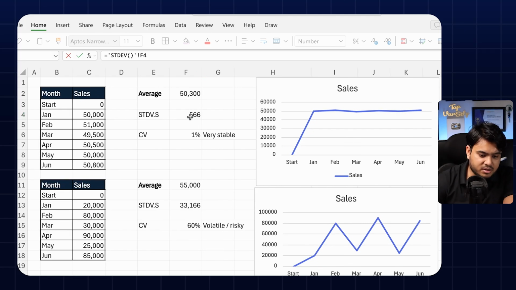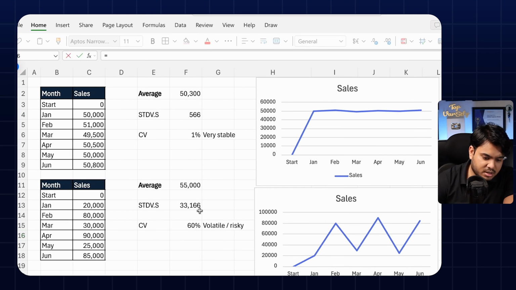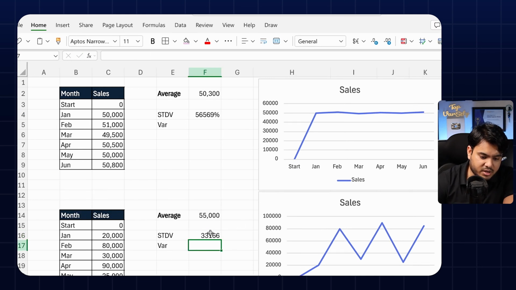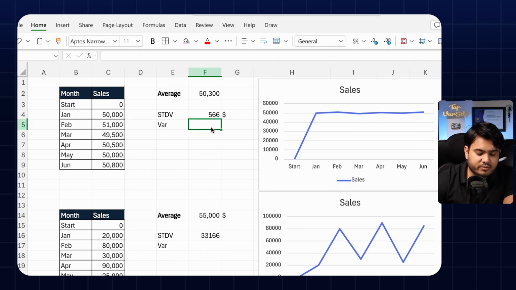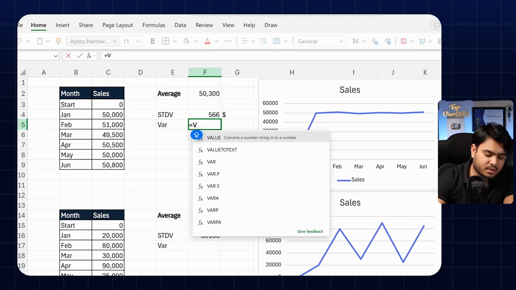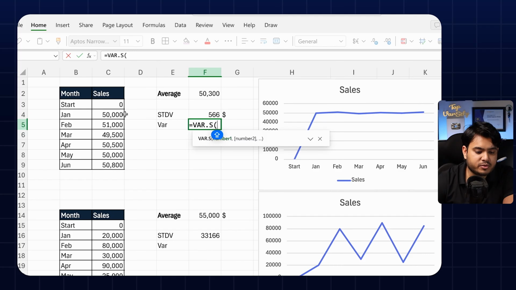So standard deviation for this is 566, standard deviation for this is 33,100. Okay, so this is the standard deviation we have calculated, and let's say this is in dollars, it's very easy. Now we'll calculate variance. Variance also has two types, population and sample. As we used sample for the first formula, we'll use sample here also.